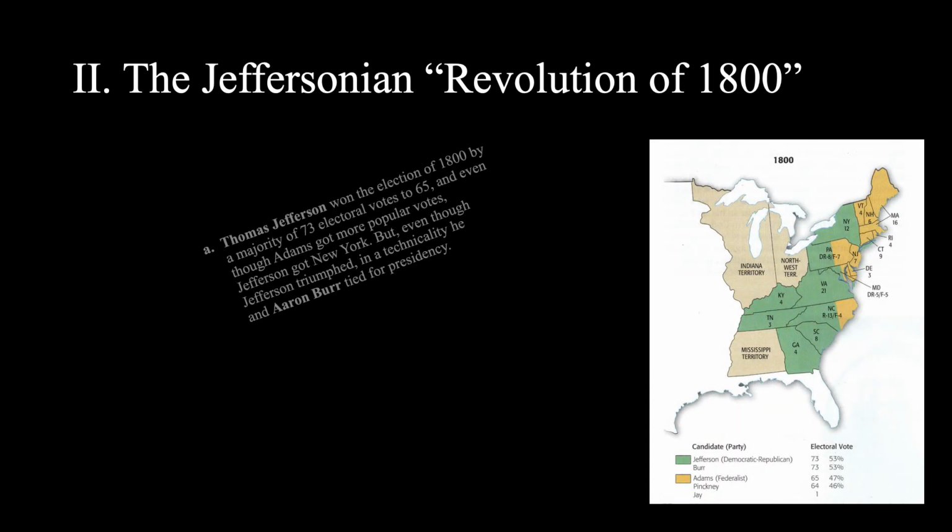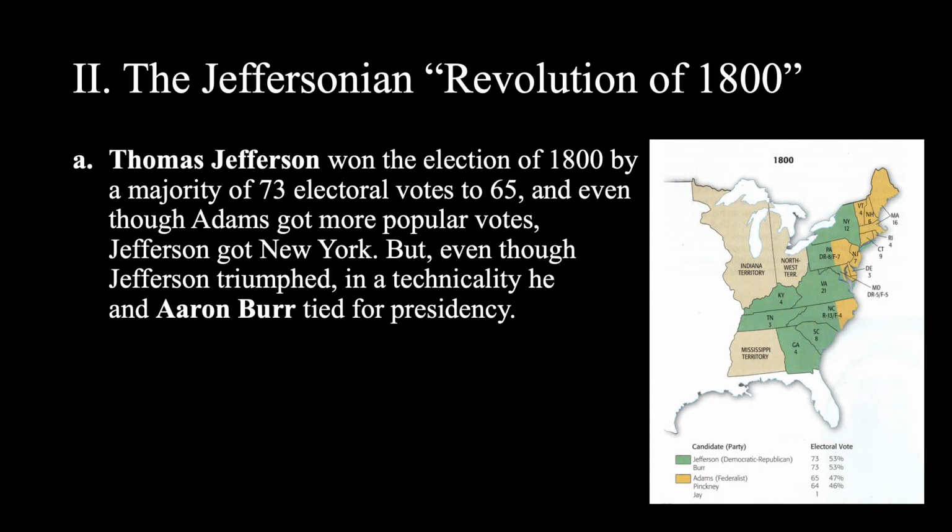Okay, so as you can see by the map, Thomas Jefferson wins the election of 1800 by a majority of 73 electoral votes to Adams' 65. Now, it is important to remember that under our Constitution, there is a requirement that in order to be elected president, you have to have a majority of the Electoral College. It is not enough to have a plurality. A plurality means you got more votes than anyone else. You have to have a flat out majority.